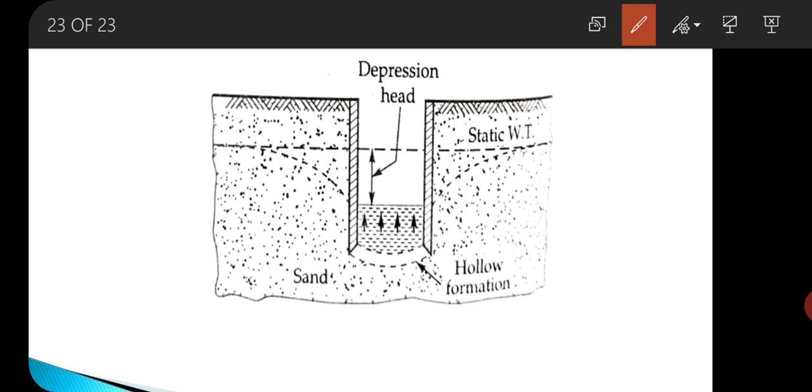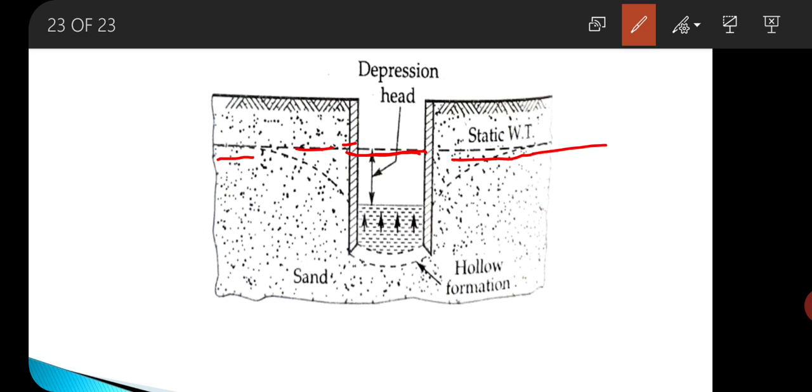So, for example, let us consider a well from which no water is being withdrawn. Okay. If there is a well from which no water is withdrawn, then the water level in such a well will be same as the static water table outside the well. That means from here no water is withdrawn.